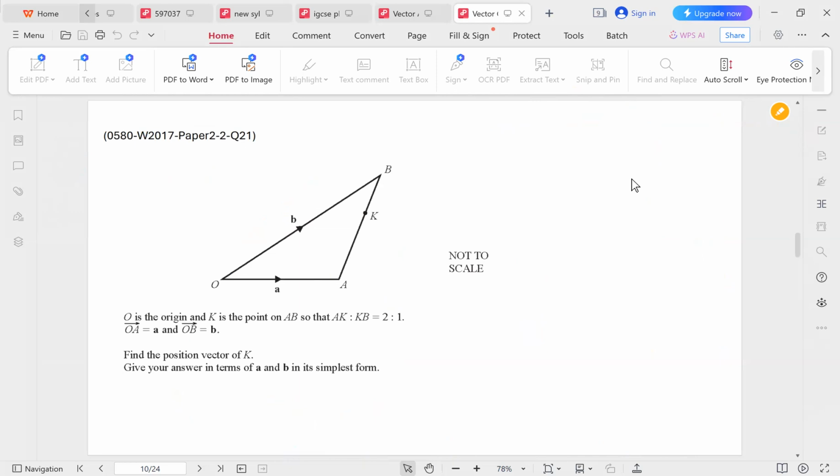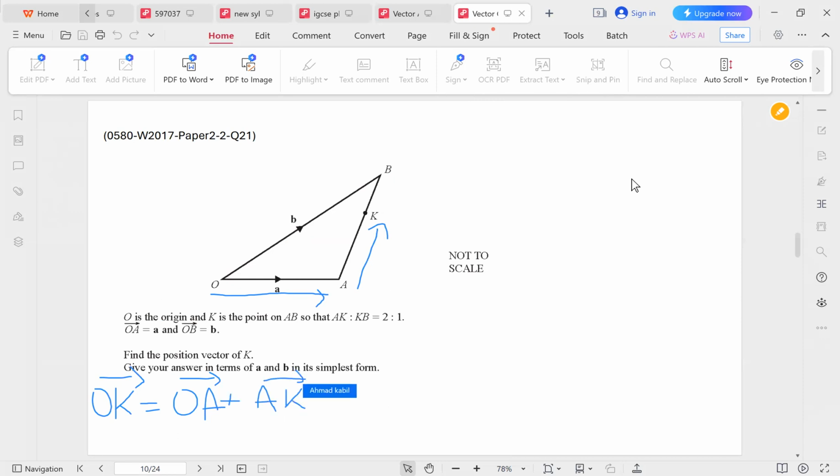O is the origin and K is the point on AB, so that AK to KB is 2 to 1. OA equals A and OB equals B. Find the position vector of K. Again, this is a similar problem. To get the position vector of K, we want OK. So we can move in this direction from O to A, followed by in this direction here, A to K. So this would be OA plus AK.